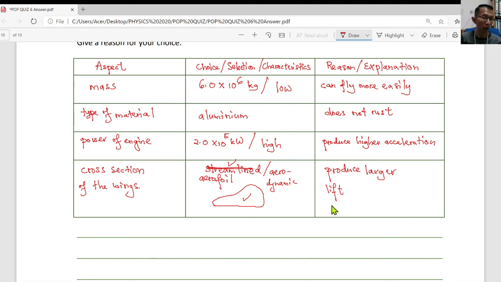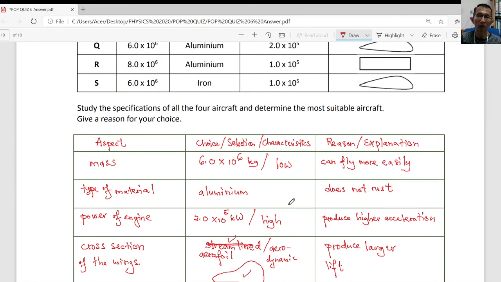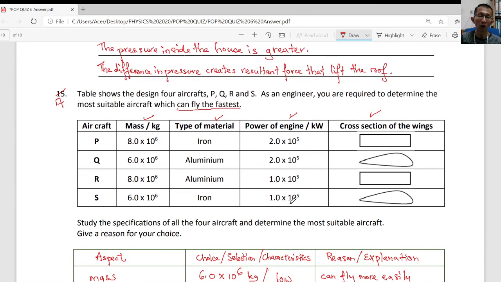Okay, so we have finished with the table. Let's go back to the original table up here. So for the mass just now, we chose low, right? So I'm going to tick low here and low here. For type of material, just now we chose aluminum, so we tick aluminum. For the power of engine, we chose high, this one here. And then for the cross section of the wings, we choose aerofoil here.